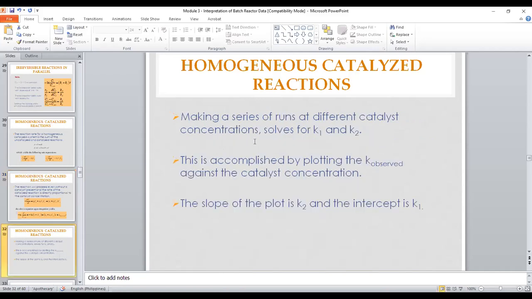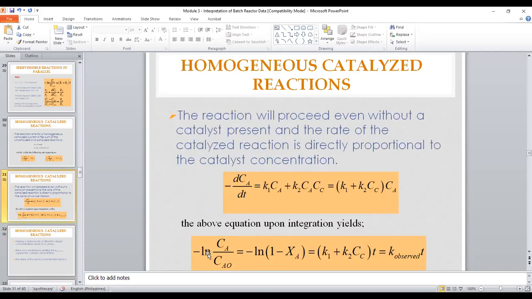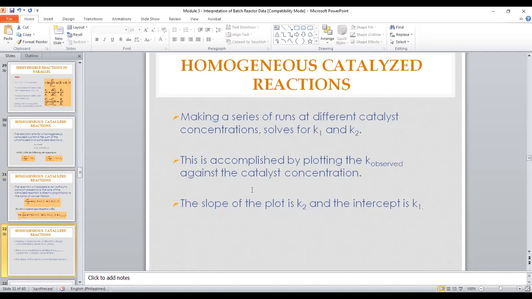Now, making a series of runs at different catalyst concentrations will help us solve for the two rate constants. So if you look at this particular equation, if you have different catalyst concentrations, you'll be able to find the K sub 1 and the K sub 2 value. How is that? That would be presented later with an example. This explains the previous concept here.